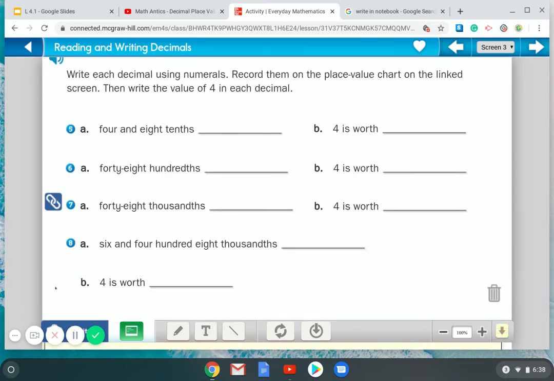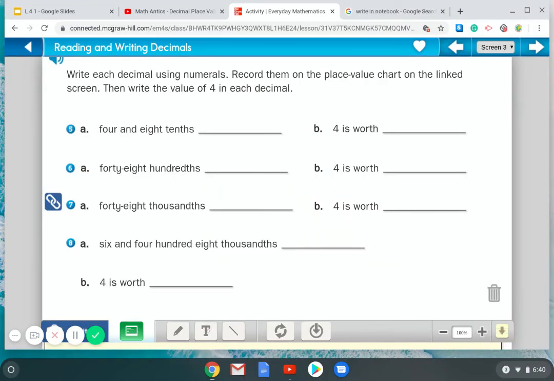Okay, now in our final activity here, we're going to go from written notation, and we're going to write our decimals in standard notation. So for this activity, again, we're going to write each decimal using numerals, and we're going to record them on our place value chart, and then we're going to find the value of the 4. So let's take a minute to think about it and write your answers in your notebook.